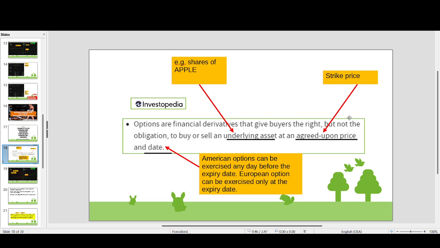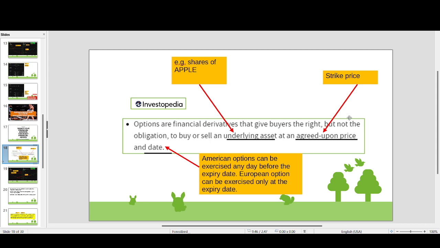Here, let's say the underlying asset is Apple shares. There is always an underlying asset for an option, and then an agreed upon price, which is called the strike price. When you try to buy a knockout option, you will see the strike price. Strike price is the price at which someone is ready to buy or sell the underlying asset to you. This is the agreed upon price. So you should always look at the strike price of this option if you have the intention to buy the underlying asset.